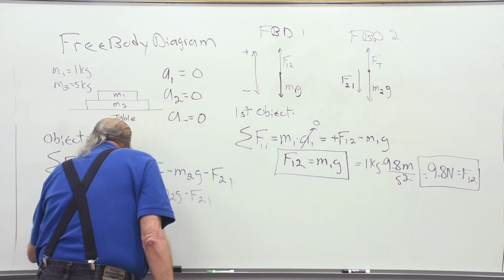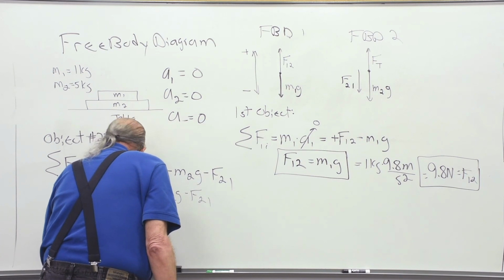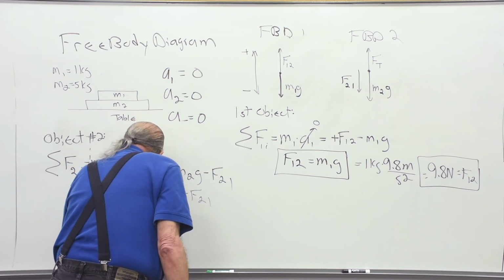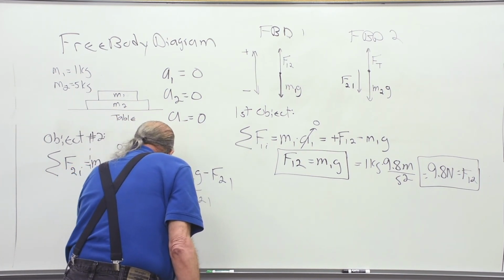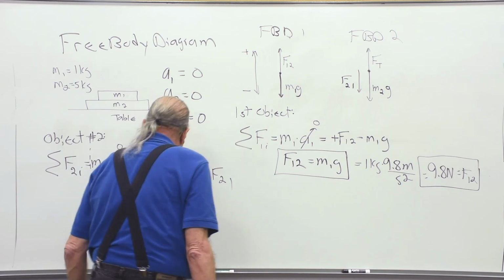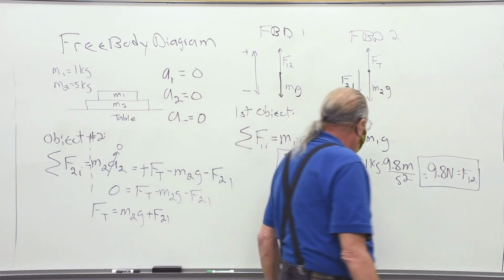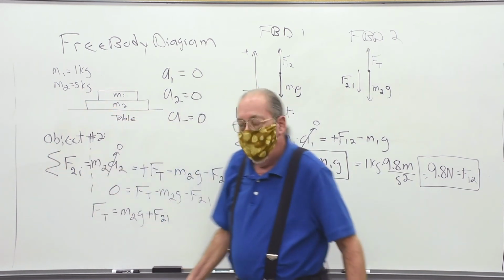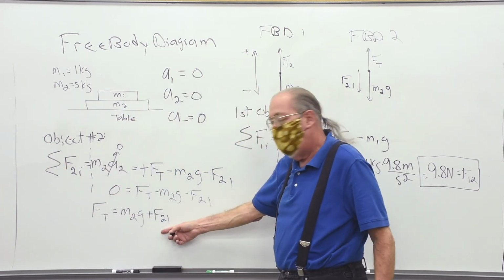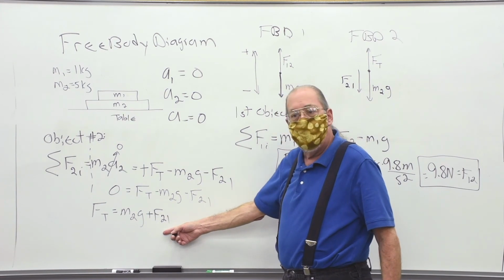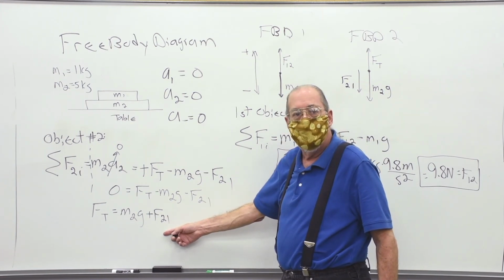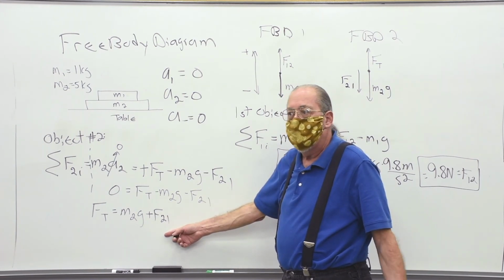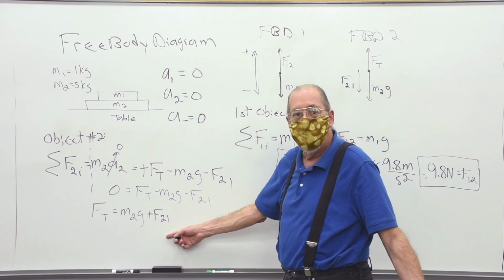Therefore, the force exerted upwards by the table is m2g plus F21. Now we can find m2g. But what's F21? How do we find that?